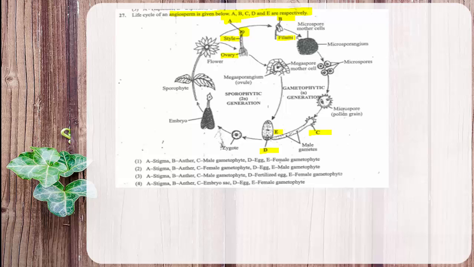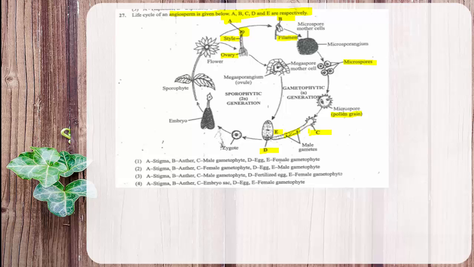Then in B, the lower portion is marked as filament, and B is asked to identify, and B is anther, because a single stamen consists of two parts, such as the anther and filament. So in the anther, the microspores are produced. They are nothing but pollen grains. When a pollen grain germinates, it produces two male gametes.